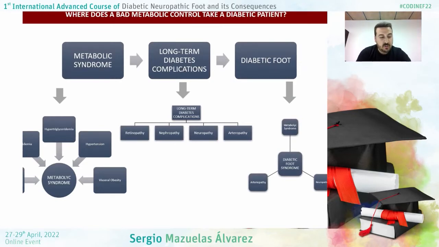First of all, the metabolic syndrome is the sum of elevated levels of glycated hemoglobin, dyslipidemia, cholesterol, hypertension, and visceral obesity. The metabolic syndrome takes us to long-term diabetes complications, which are retinopathy, nephropathy, neuropathy, and arteriopathy. So, the diabetic foot syndrome is the sum of a metabolic syndrome, arteriopathy, and neuropathy.